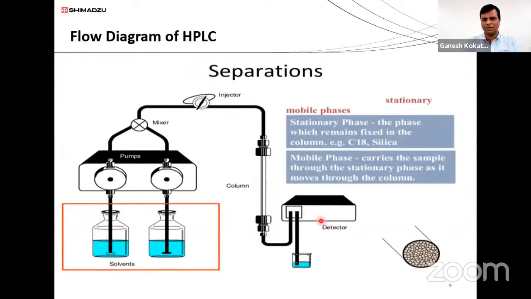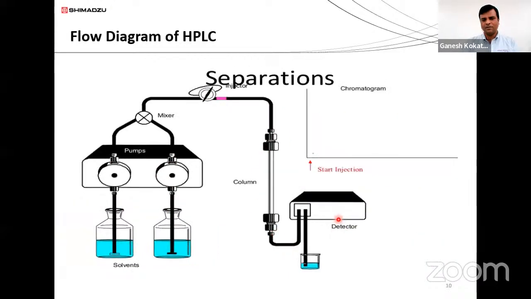So what happens over here? Normally there are two phases. The first one is the stationary phase and the second one is the mobile phase. The stationary phase is your column, like C18 or C8, or different silica columns. The mobile phase carries the sample from the injector towards the column, and after that towards the detector. So for example, if I am injecting the sample from the injector, what happens?